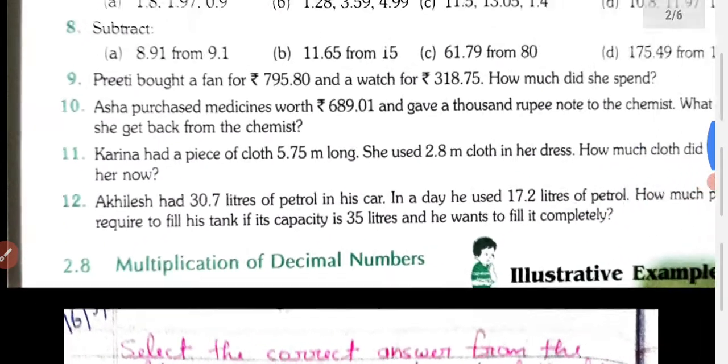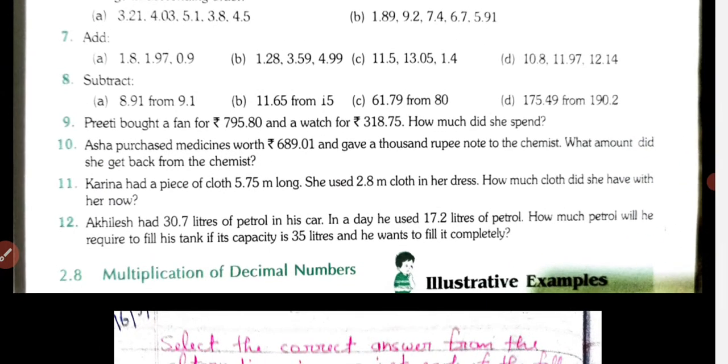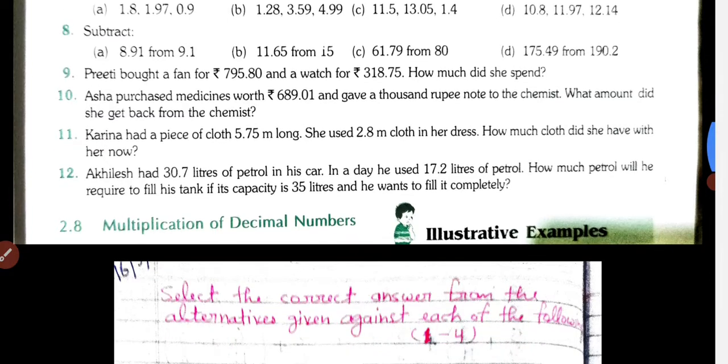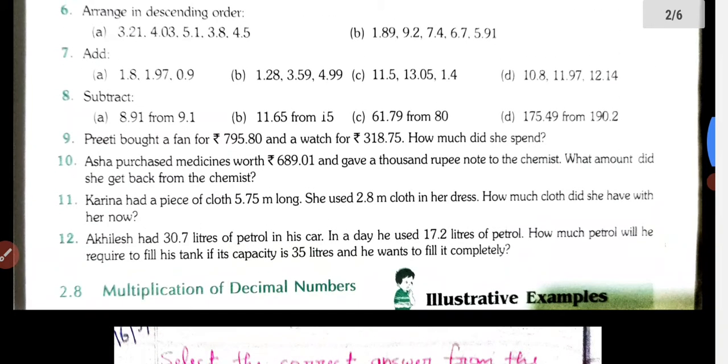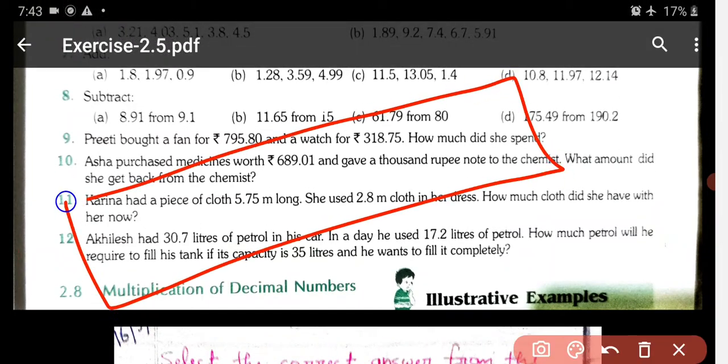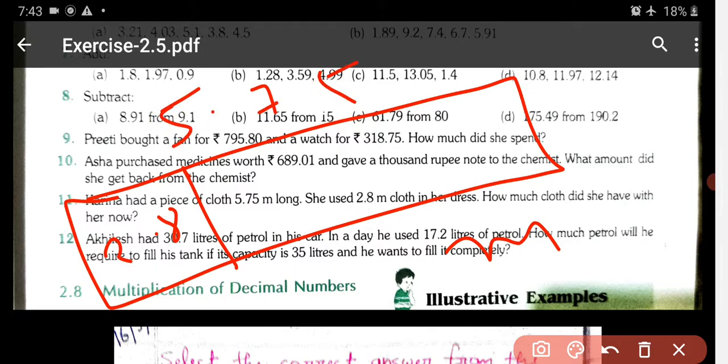Question number 11 is that Karina had a piece of cloth of 5.75 meter long. Okay, Karina has some cloth whose length is 5.75 meter. She had used 2.8. Suppose she has to use 2.8. The total is 5.75 and she has used 2.8. Then how much is left?